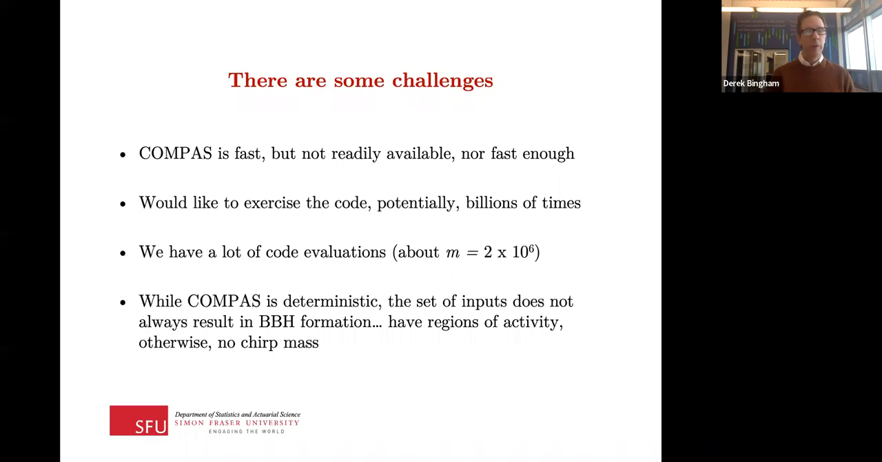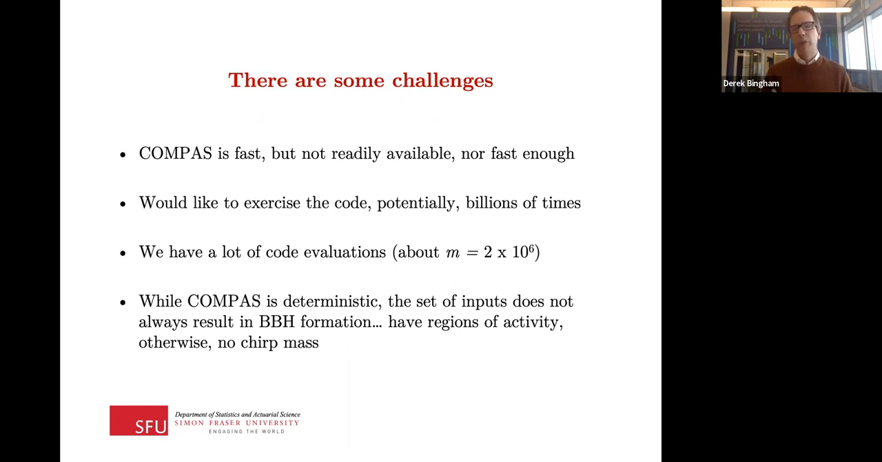COMPAS is a deterministic model in the sense that if you plug in the initial conditions and you get a chirp mass, you plug in the same initial conditions and you'll get the same chirp mass out. One of the challenges, though, is that the set of inputs does not always result in a binary black hole system, and you don't get formation, and therefore you have no chirp mass.